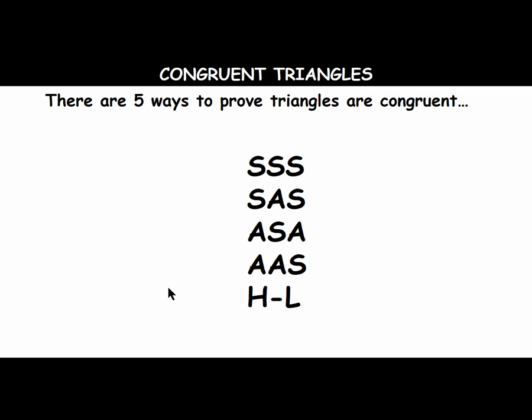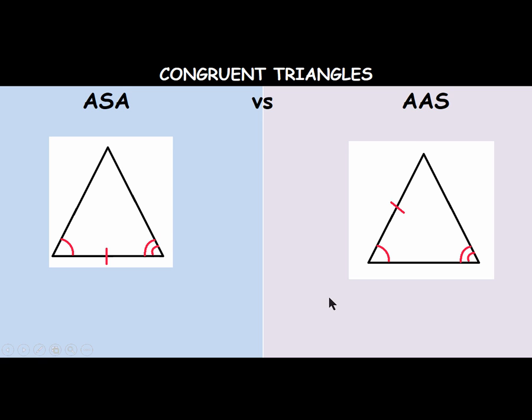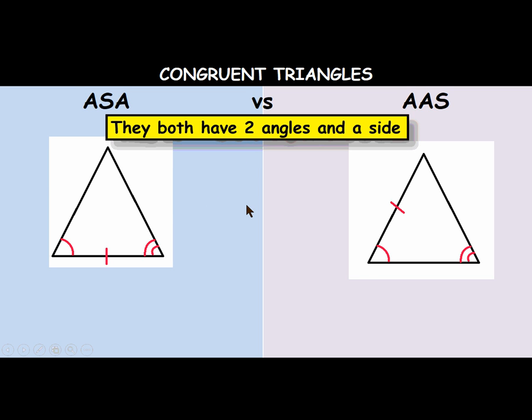So next, our 2 new ones, which are angle, side, angle, and angle, angle, side. And they are easy to mix up the letterings here. It's just whether the S is in between the A's or not. And it's easy to mix up the pictures as well. The pictures are very similar. Both of them have 2 angles and a side marked congruent to each other.